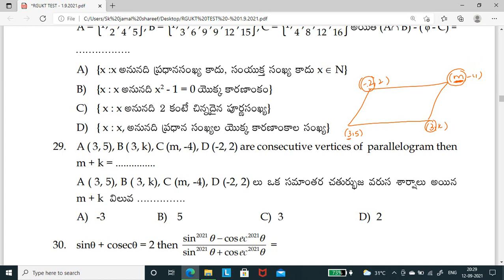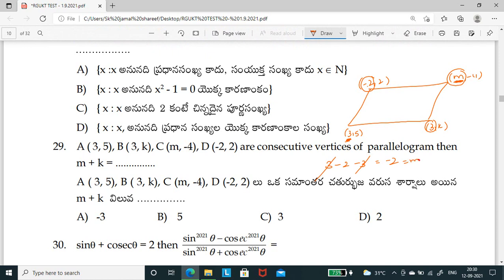So what you should do? Beside m, what are the x coordinates there? You need to add them, and after that, whatever the x coordinate that is opposite, you need to subtract that. That means what am I going to get? So 3 minus 2 minus 3. So minus 3 plus 3 gets cancelled. So the answer is minus 2. So this is nothing but the value of m.